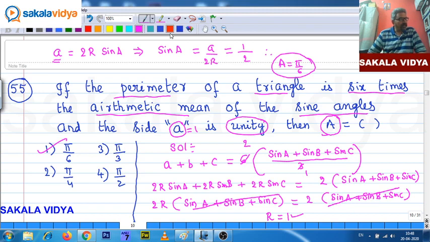Sir, why don't you take A plus B plus C is equal to S? So okay, if you take A plus B plus C is equal to S, the right hand side also we need to change to S only. Same thing, no problem, you will get the answer.